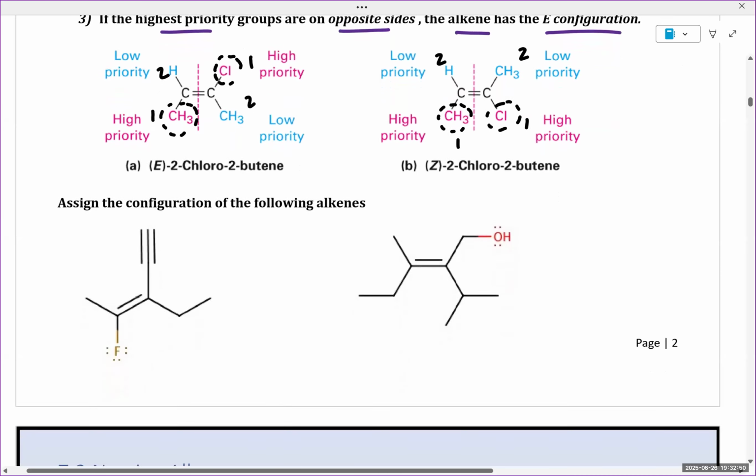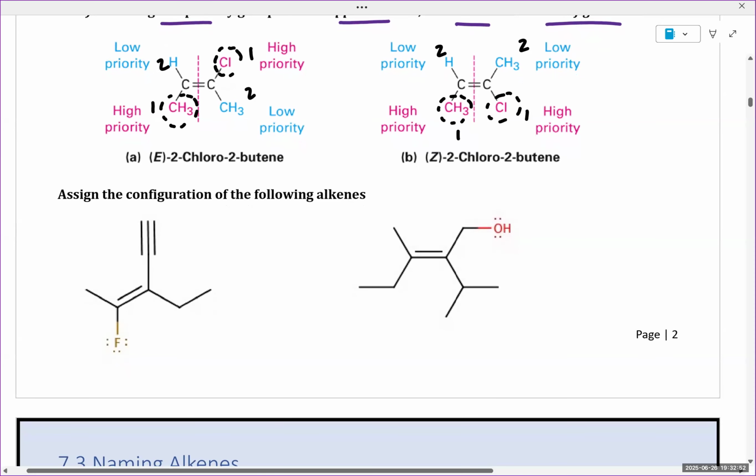With that discussion in mind, let's take a few moments and assign the configuration for the following 2 alkenes. So pause the video, take a few moments to work on this example, and then we'll discuss.